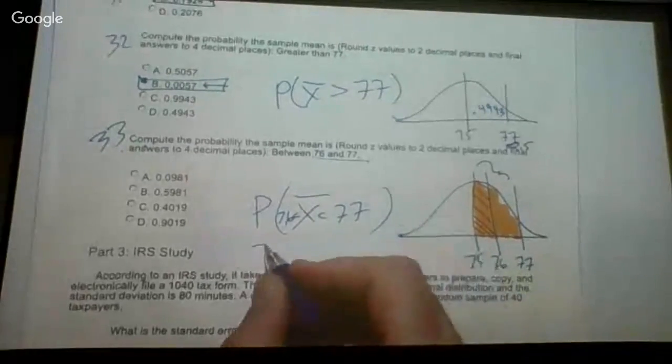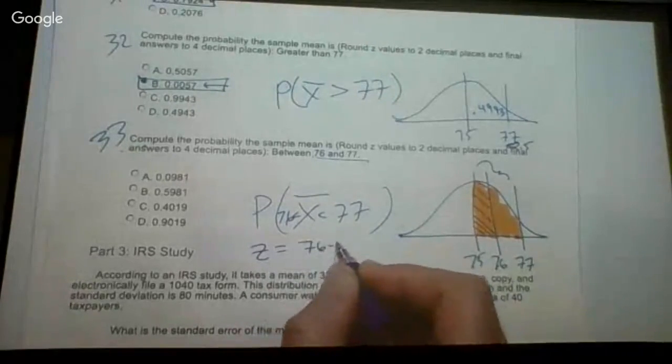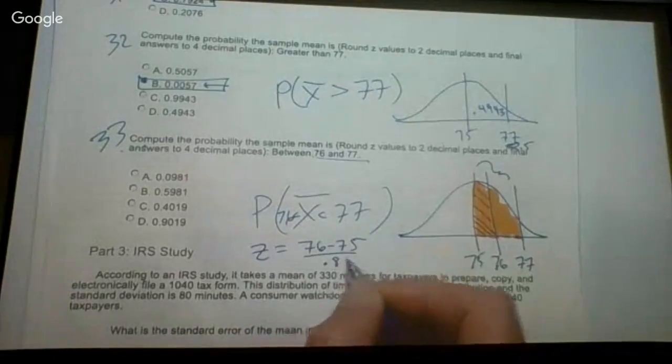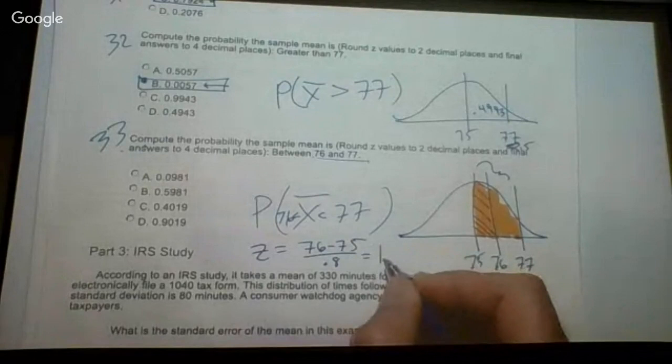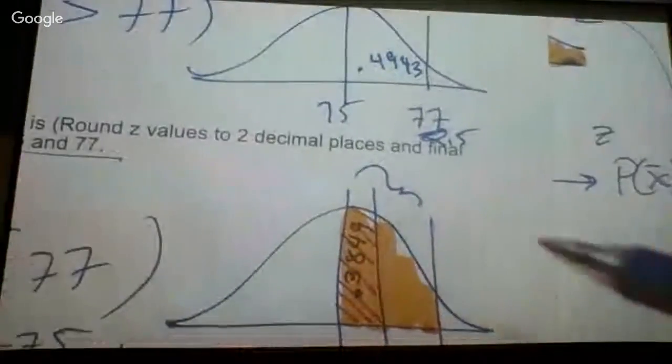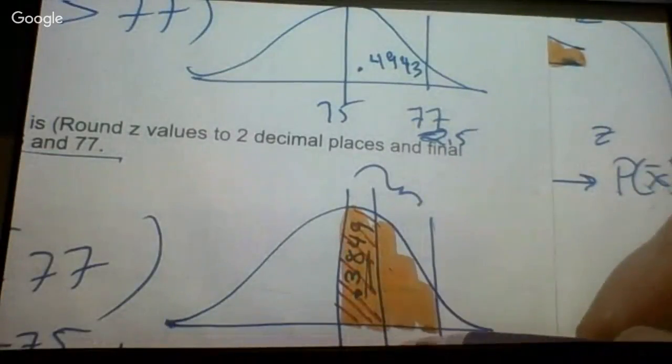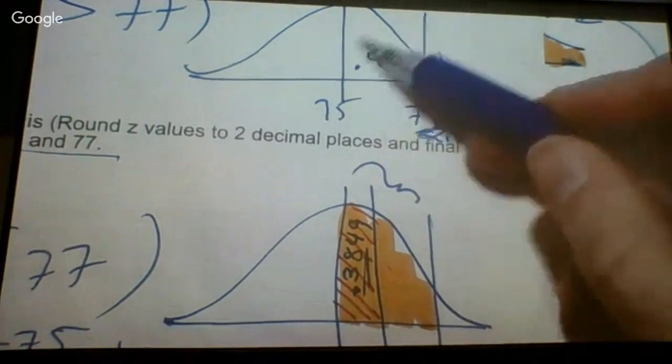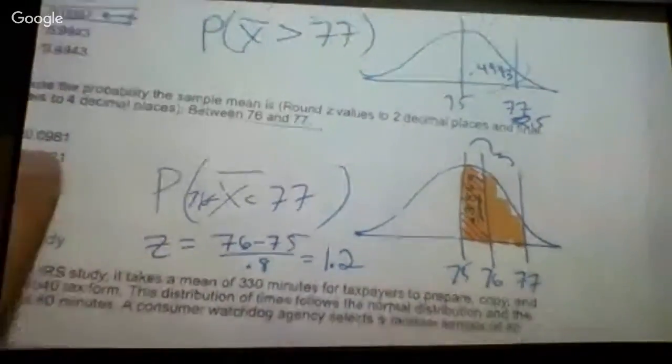76 gave us a z of 1.2. Z of 1.2 gives us an area of 0.38. So we have 0.3849. About 38% subtracted from 49% gets us something around 10%.